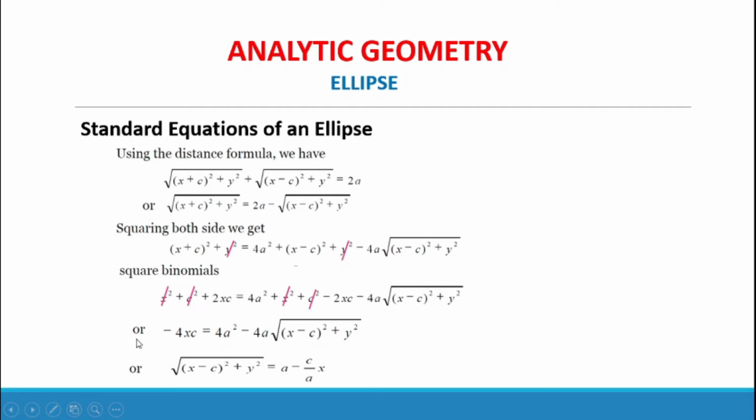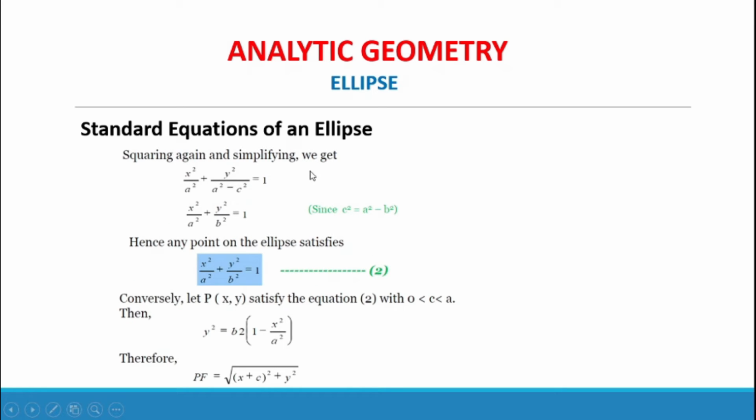Cancel out x squared and c squared, then transpose 2xc to the right side, which gives negative 4xc. It is equal to 4a squared minus 4a times the square root of (x minus c) squared plus y squared. Dividing everything by 4, the square root of (x minus c) squared plus y squared is equal to a minus (c over a)x.